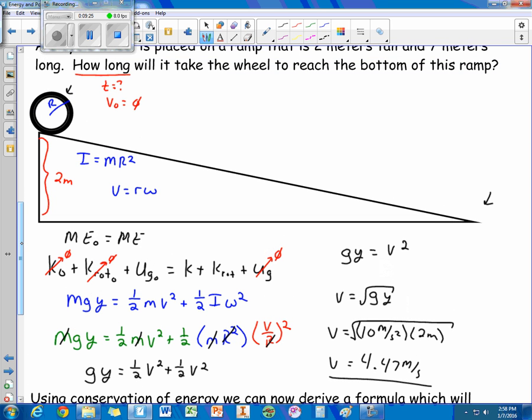All right, let's go ahead and use that then. Okay, so I know that my x initial is 0, x final is 7 meters, and final velocity is 4.47 meters per second. I don't know the acceleration. Okay, from this I can use some kinematics equations. I can use this expression to get the acceleration.